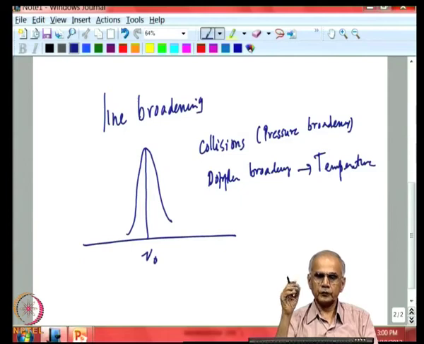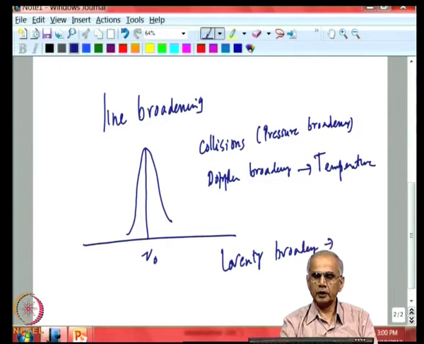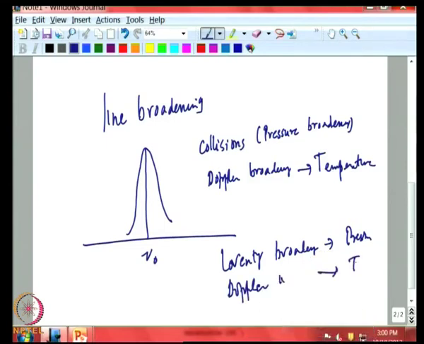Okay. So, the pressure broadening is also called Lorentz broadening. It was discovered by Lorentz. So, Lorentz broadening depends mainly on pressure, while the Doppler broadening primarily depends on temperature.